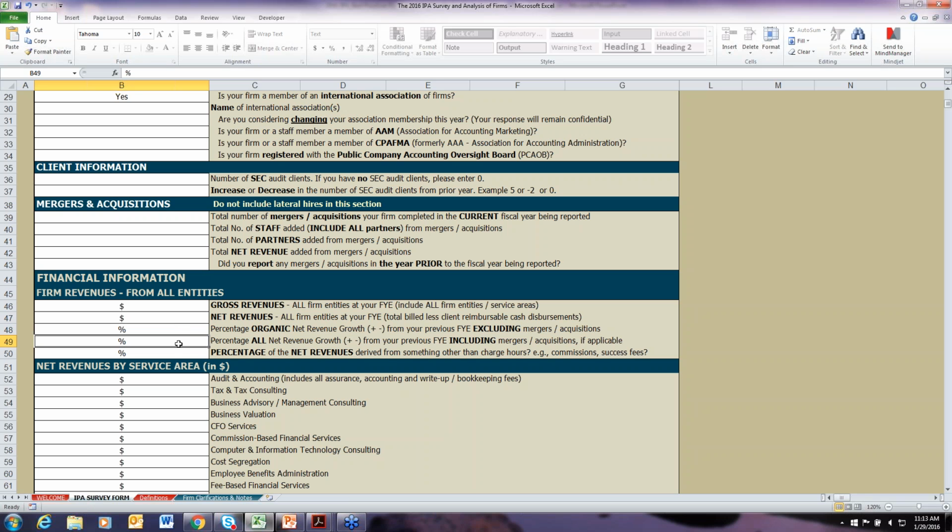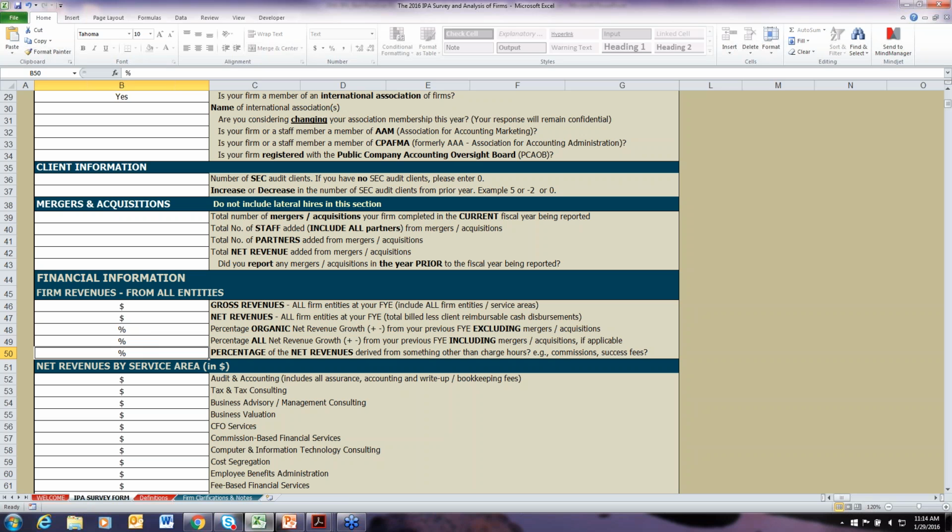Row 49 asks for total net revenue growth, the percentage growth plus or minus from the previous reporting year from all sources of revenue for the firm, which include mergers. If you did not have any mergers last year, row 48 and 49 should be the same.